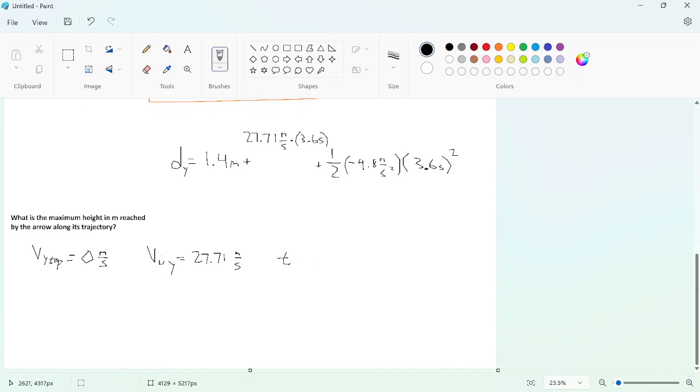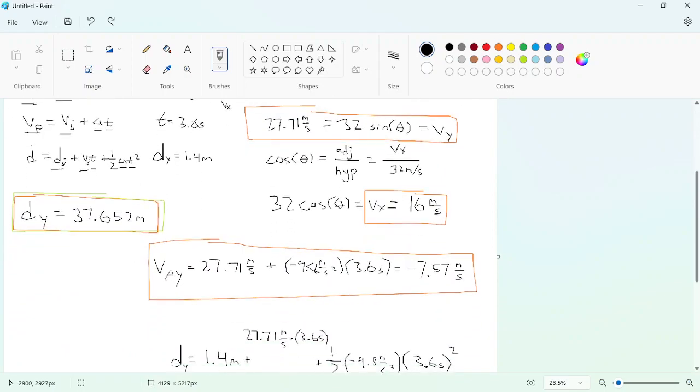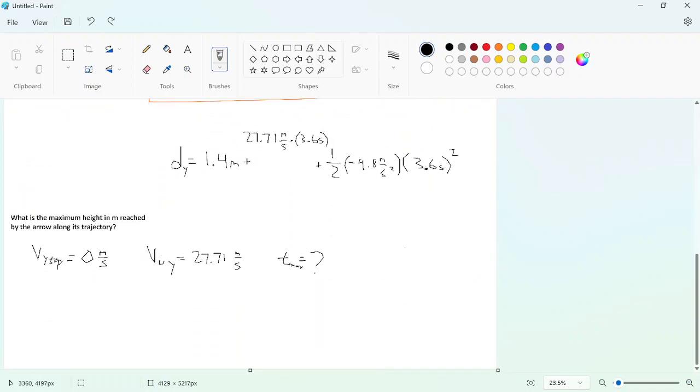Do we have the time in which it reaches its top? No, we don't. It is not going to be equal to 3.6 because it hits the cliff, and when it hits the cliff, it's already falling downwards, as we've calculated here. Its final velocity at 3.6 seconds is going to be negative, so that cannot have possibly been its maximum, because when it's at its maximum, its final velocity is going to be zero in the vertical direction.